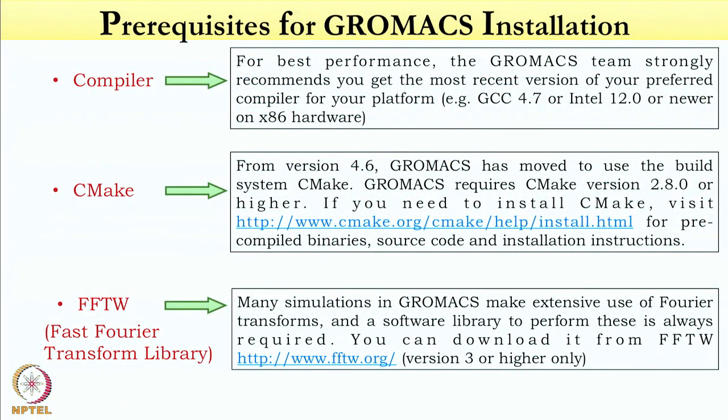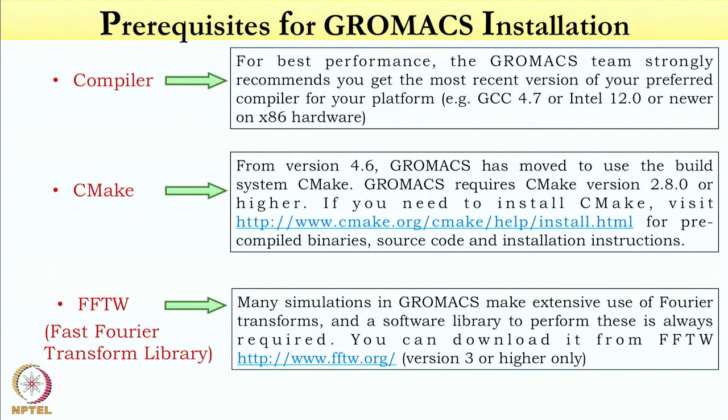So to install Gromacs in your machine, there are 3 things that are required. First you have to have a compiler, that is the G++ compiler. Then we have to have CMake, and we have to have FFTW also. All these are free and can be downloaded from the website links given in the slide.